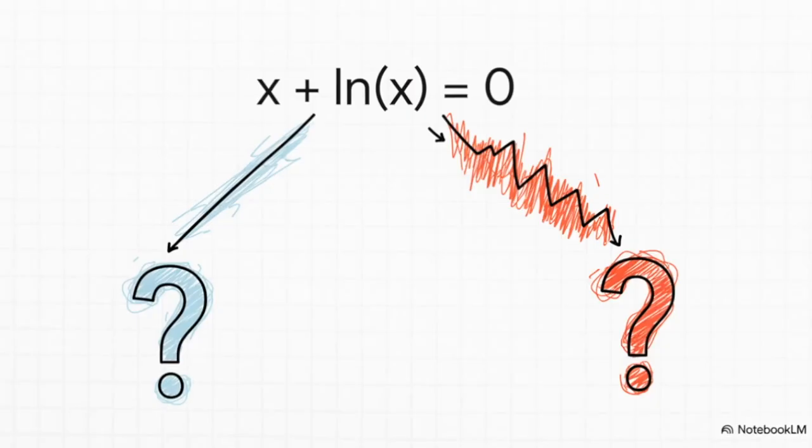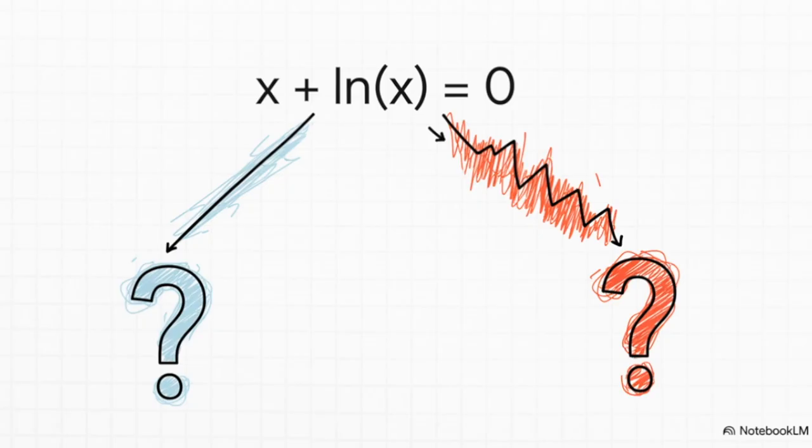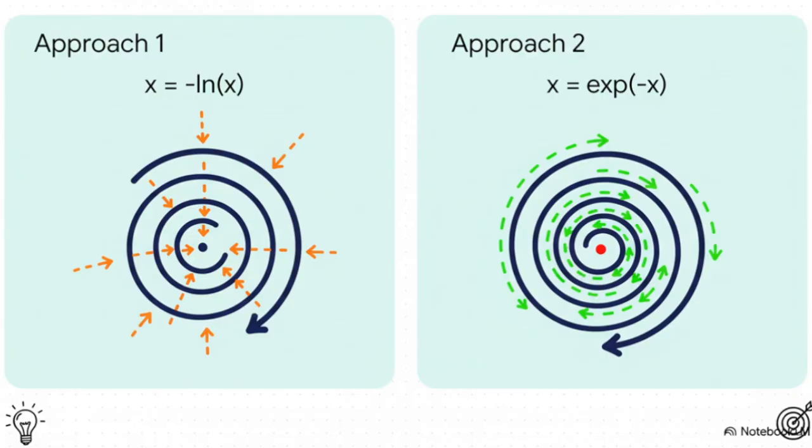Okay, now that we know this tool works, let's go back to that first tricky equation. But here's where we find a twist in the story. It turns out there's more than one way to rearrange x plus ln x equals 0. And as you're about to see, the way you choose to do it makes all the difference. We can rearrange it in 2 pretty obvious ways. In approach 1, we could say that x equals the negative natural log of x.